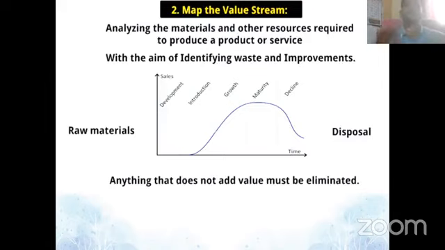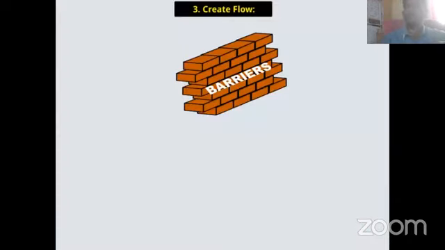Suppose we want to manufacture cheese, so we have some flow diagrams. At every step, there are some inputs and some outputs. We define the different inputs at each step and find out which steps are adding value and which are not. That is mapping the value stream. The third principle is to create a flow.